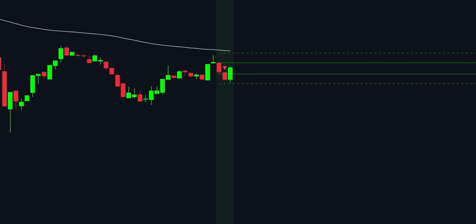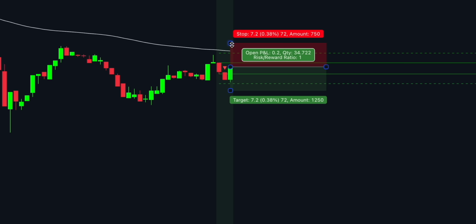In the next example, we see the market is trending downwards. The price found resistance at the 100 EMA. As soon as the session opened, there was a breakout of the candlestick's range to the downside. A sell signal was produced.